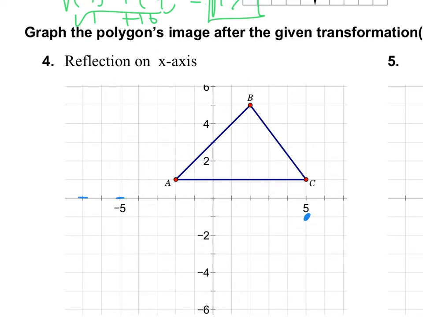Here's our axis of symmetry right here. All right. A is 1 above, so A prime is going to be 1 below. B is 5 above, so we're going to count down 5 and go 5 below. And so that'll be at negative 5. And there's B prime. Okay.